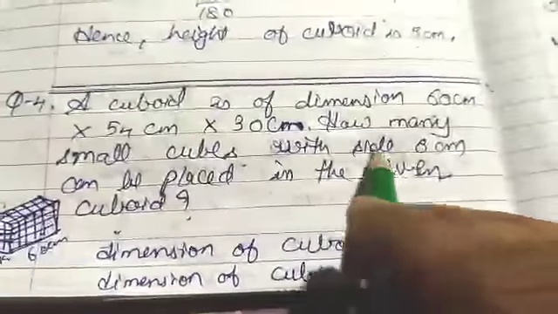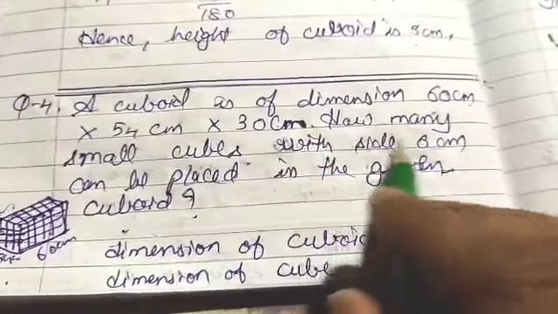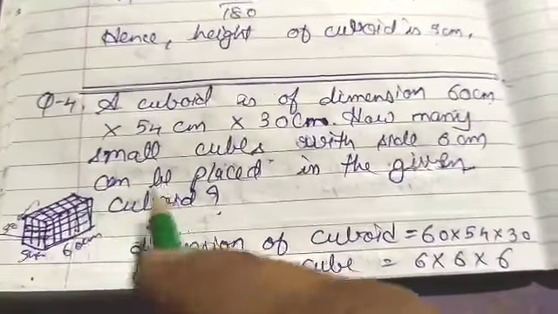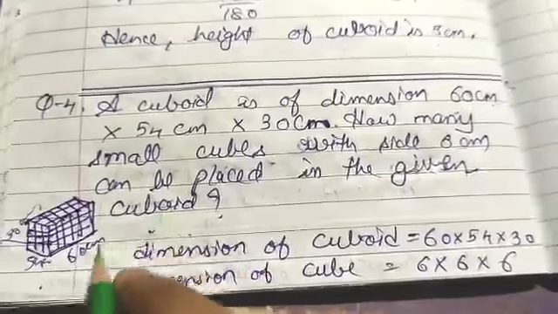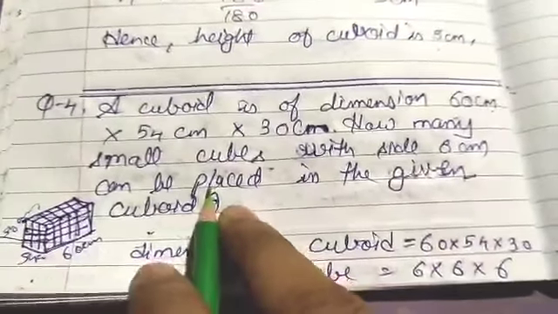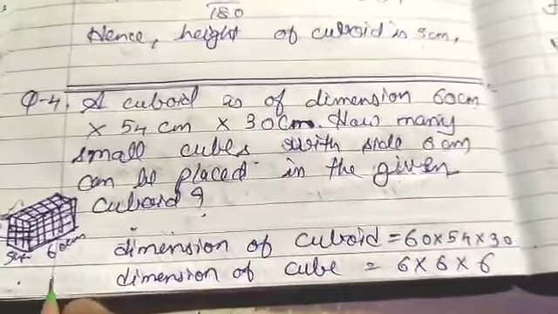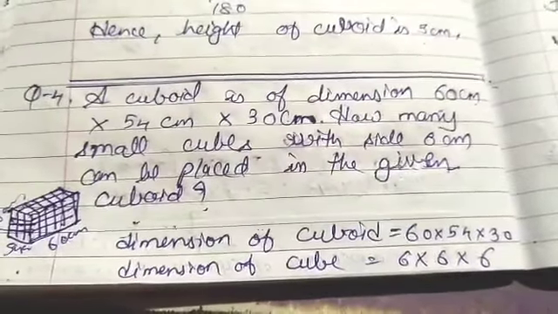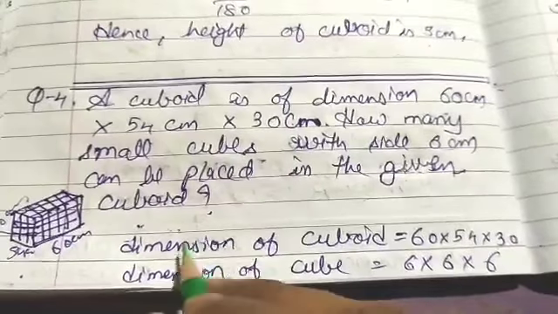Now, how many small cubes with side 6 centimeter can be placed in the given cuboid? Dear sir, in the given cuboid, how many cubes with side 6 centimeter can be placed? So we need to find the volume of both the objects.